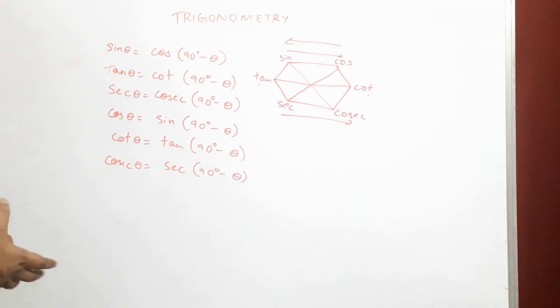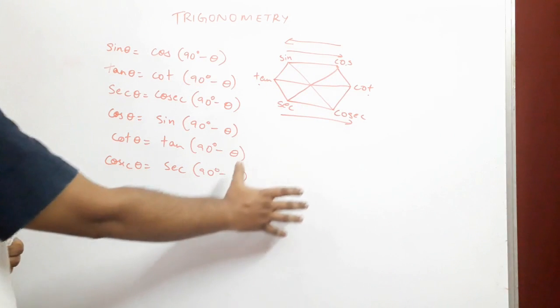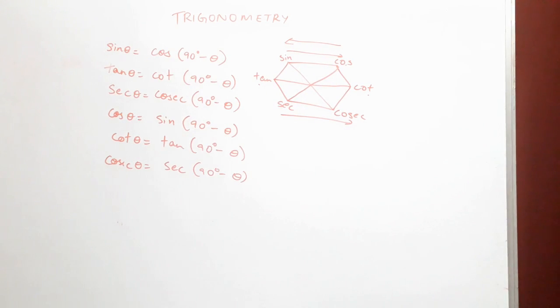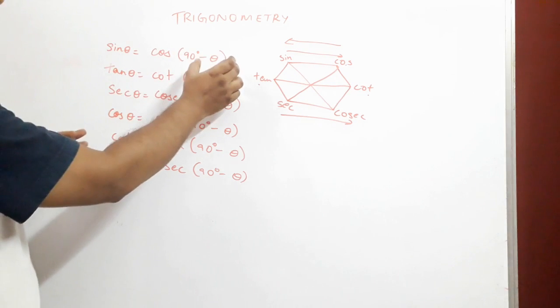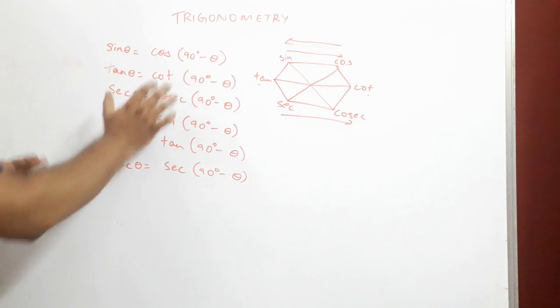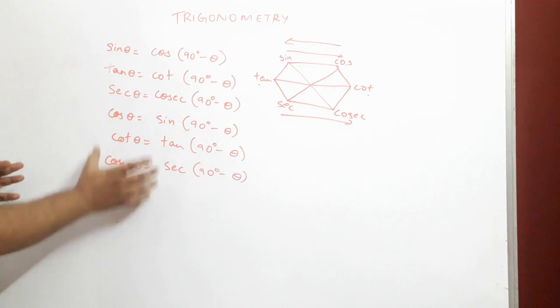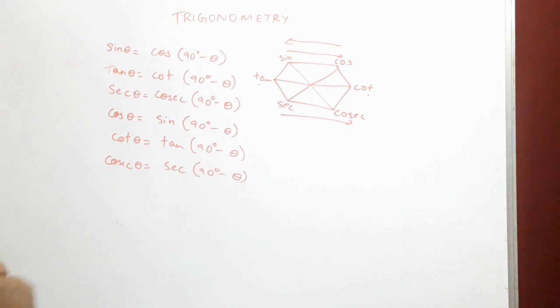Okay, so once again we have drawn this regular hexagon, and we have used it to find out complementary angles. So remember, if we need sine theta, then we need to get cos of 90 degrees minus theta. We will be given cos theta in this case. Similarly we have the remaining formulas, and this is how we get complementary angles in trigonometry. I hope you have liked this video.